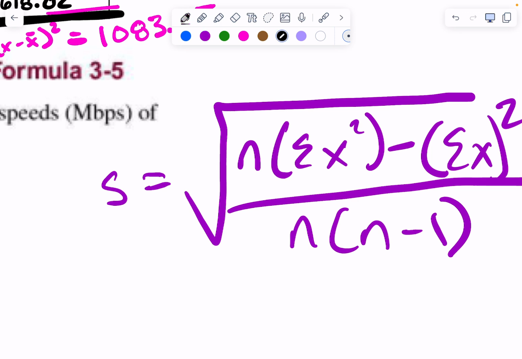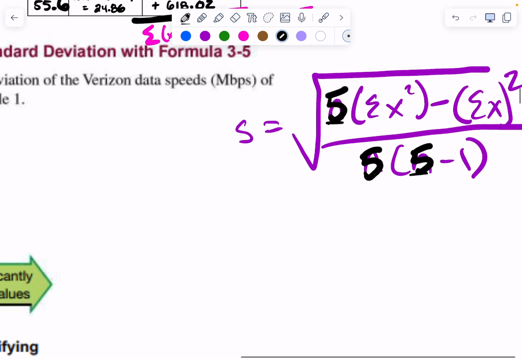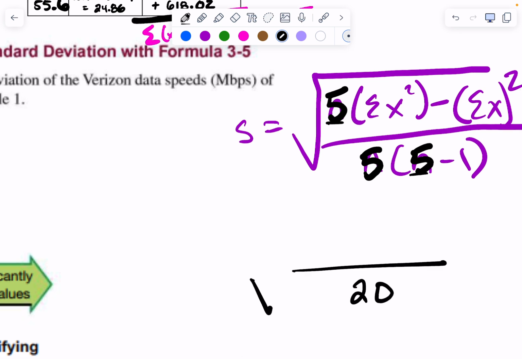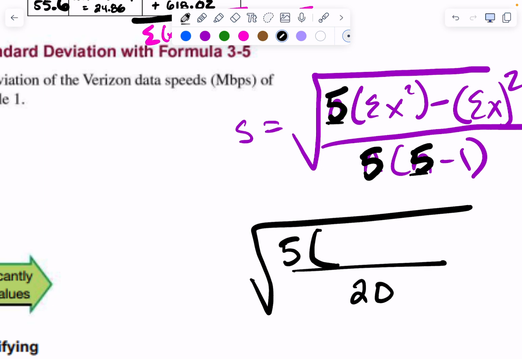This is the harder looking formula, but it's actually easier. What is n, by the way? 5. So 5 goes here, 5 goes here, 5 goes here, right? My bottom number is 5 times 5 minus 1, which is 20.